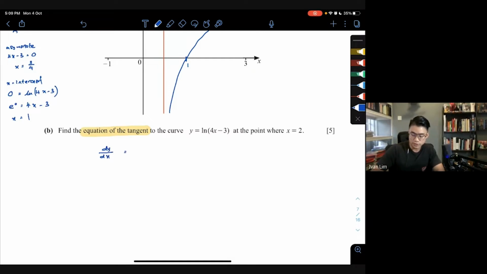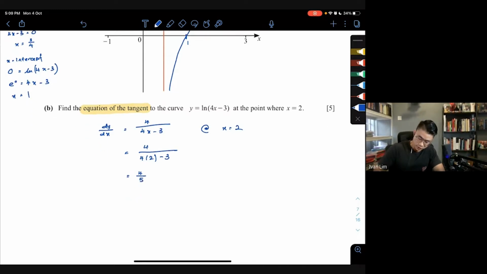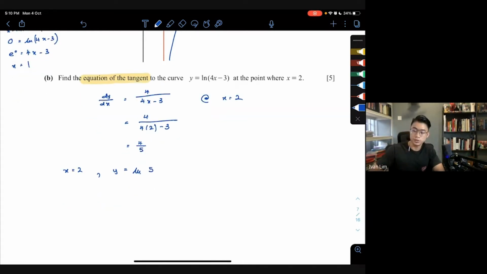dy/dx, you get f prime x over f x, so 4 over 4x minus 3. Then at x equals 2, sub in 2, 4 times 2 minus 3, you'll get 4 over 5. Then when x equals 2, y will be equal to ln 5. Just sub it in. Here you all can show your working.